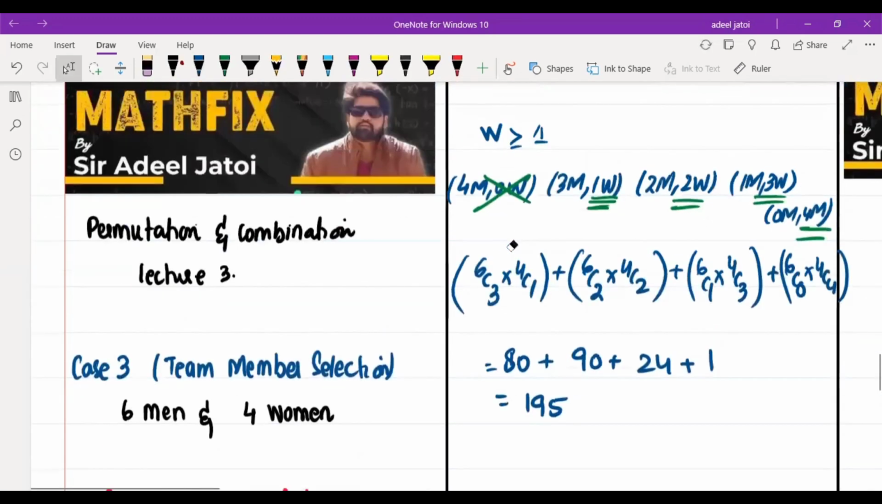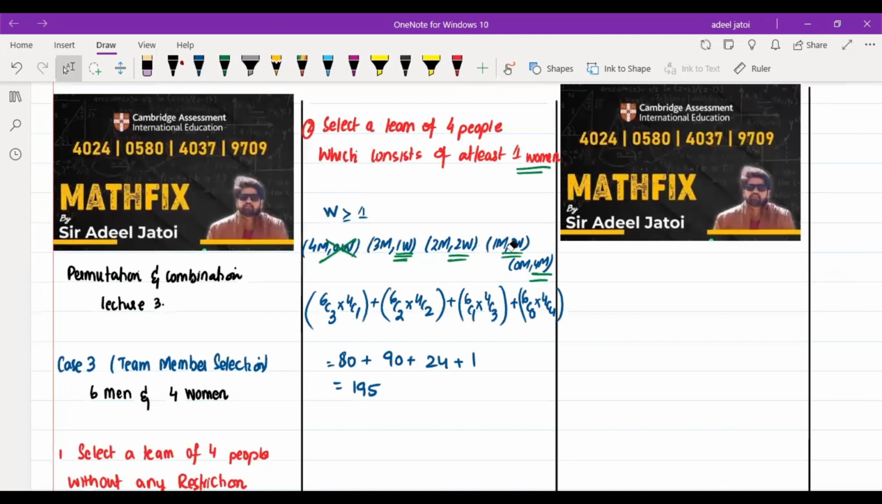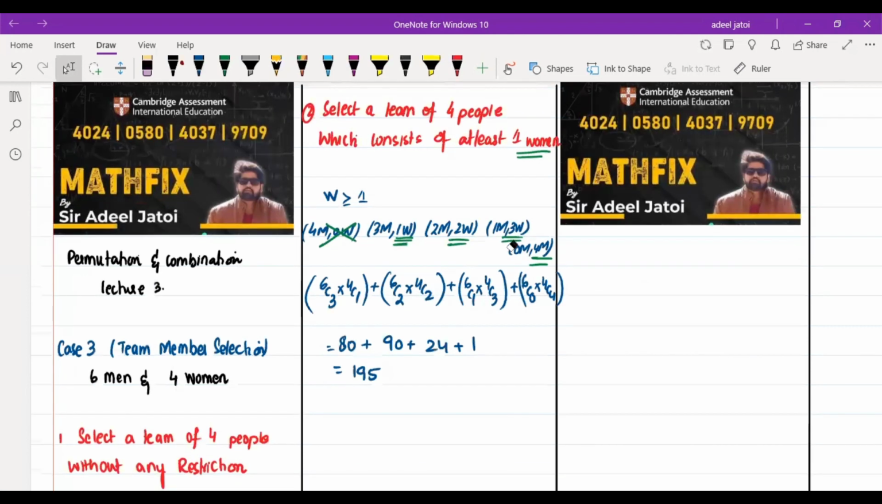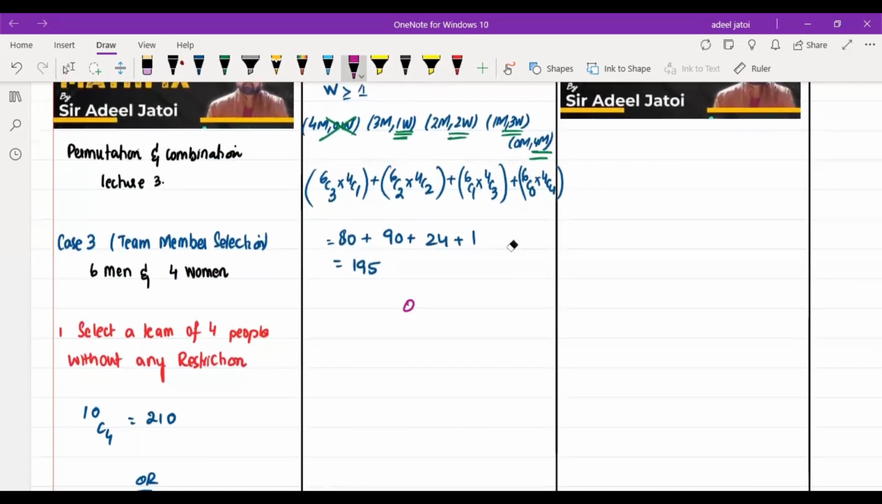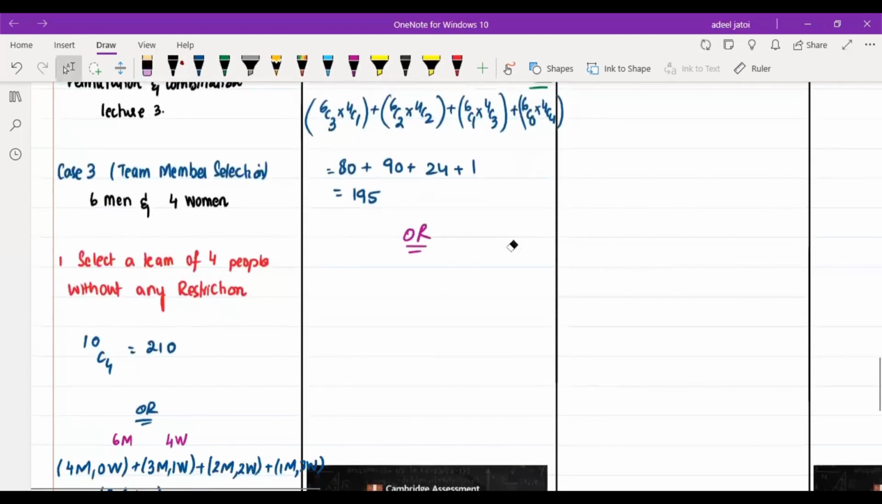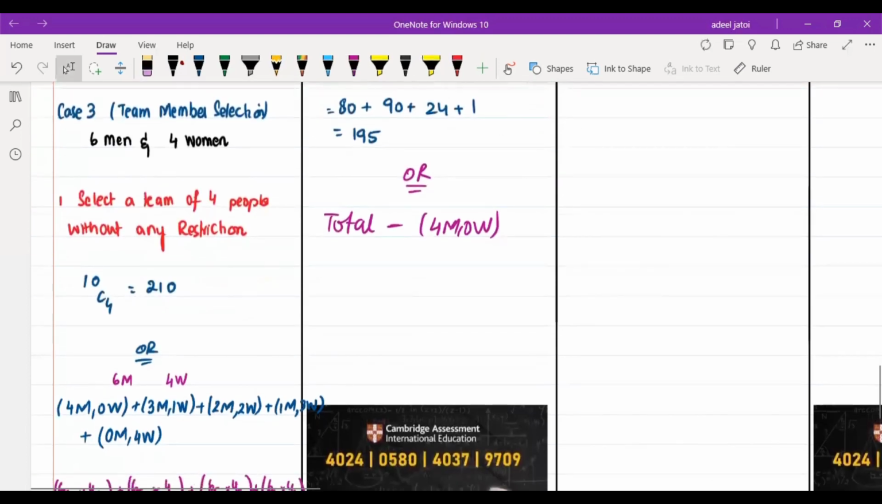Similarly, if we look at the question, it says select a team of 4 people which consists of at least one woman. So this also applies to one particular thing, that is total minus 4 men and 0 women. Only 4 men and 0 women is not required. And the total was 10C4, without any restriction.